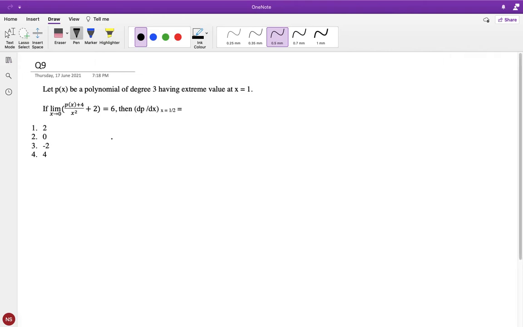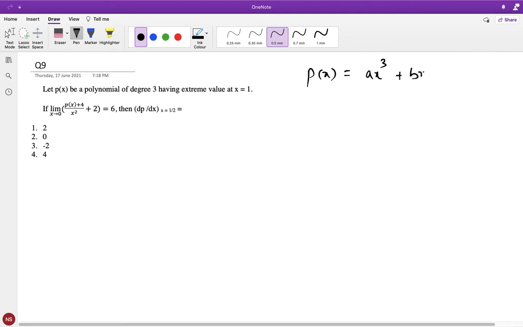Problem 9. Let p(x) be a polynomial of degree 3 having extreme value at x equals to 1, then this limit is given, then dp by dx at x. Okay, I would say this problem was very good. So if this is a polynomial of degree 3, then I can just assume it as something like this, right?